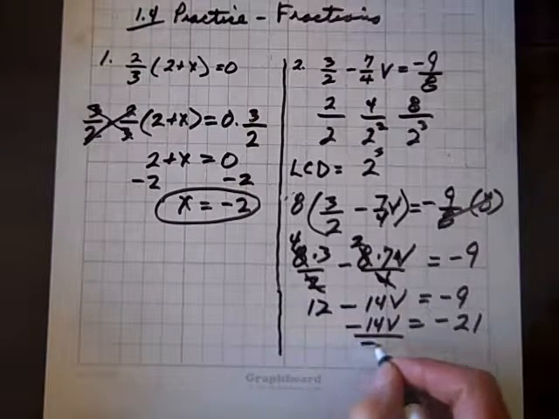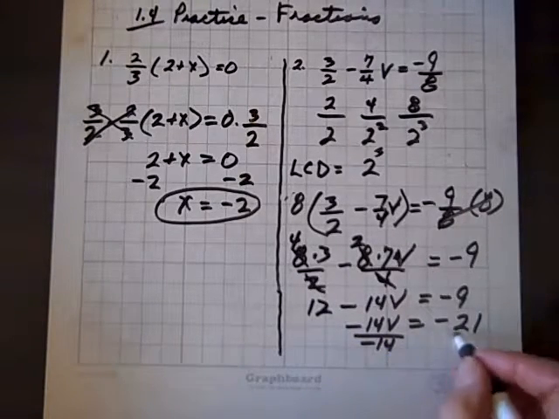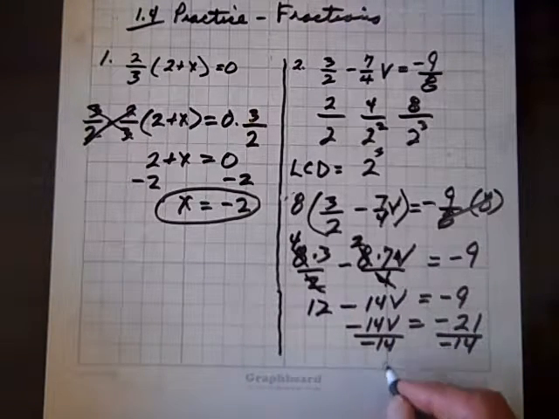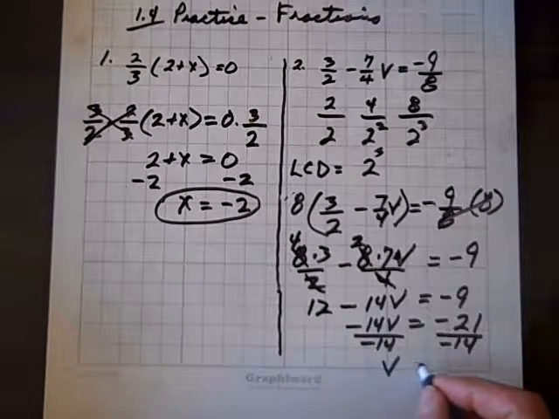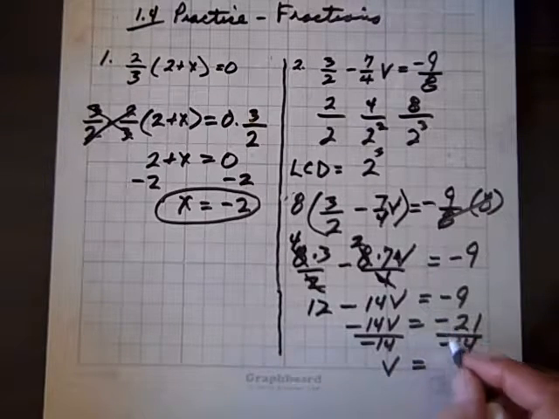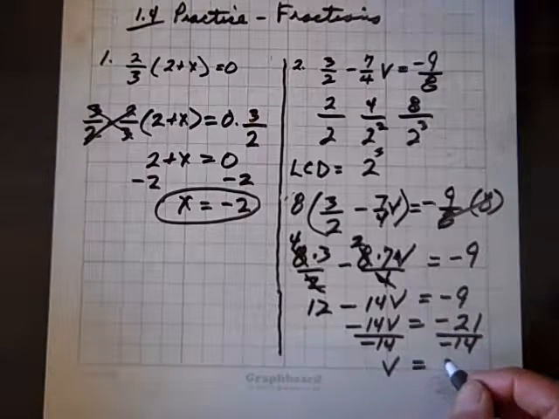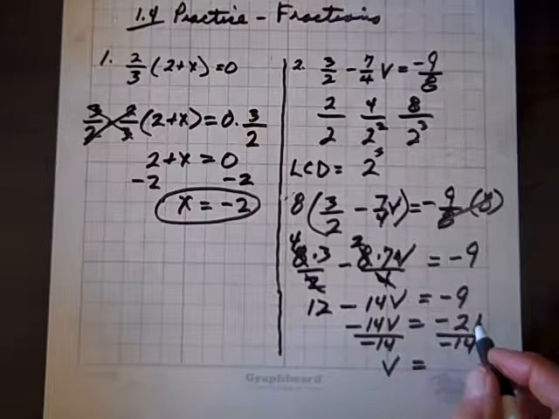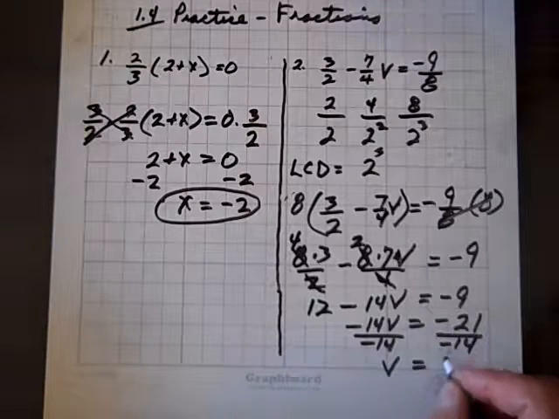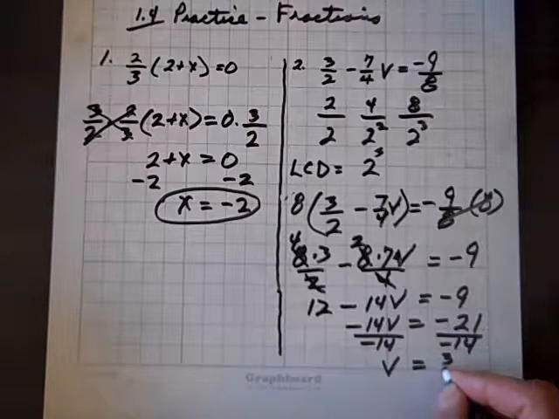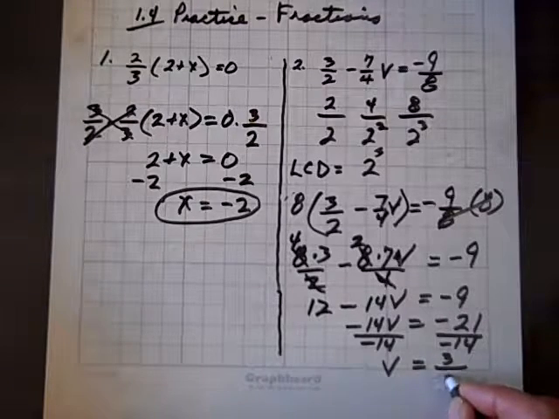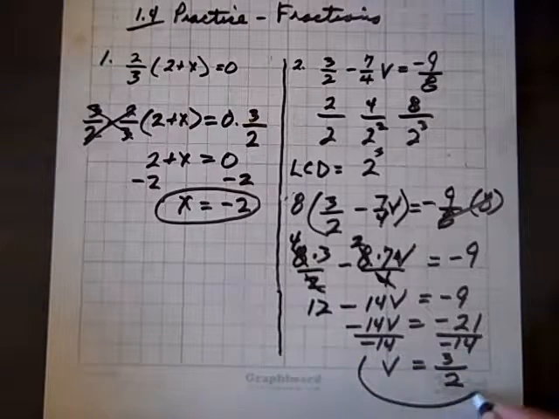So let's divide by -14, and here we've isolated v, and the quotient of 2 negatives is positive, and 7 goes into 21 3 times, and 7 goes into 14 twice. And now we are done.